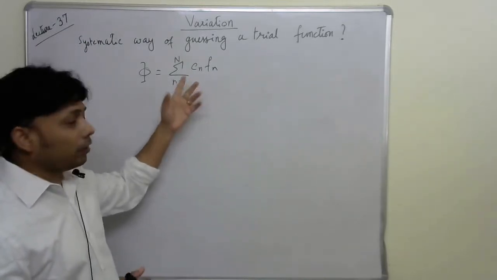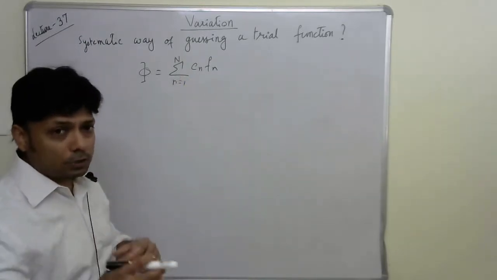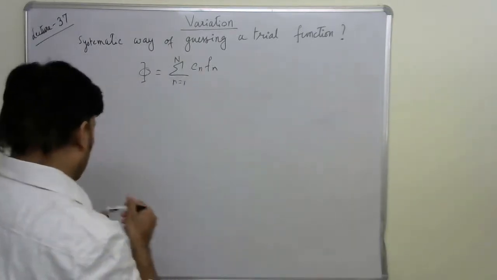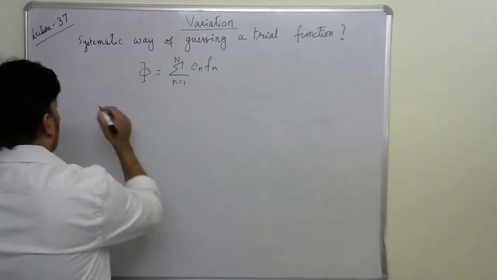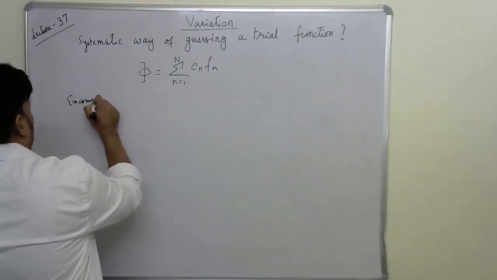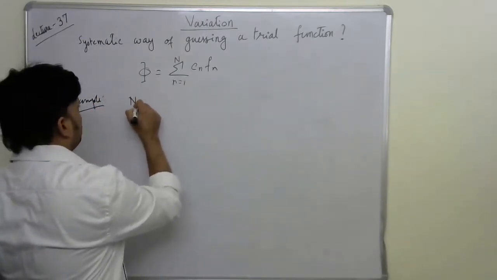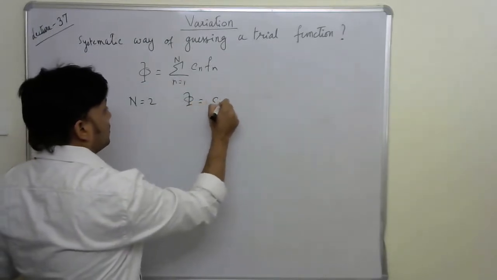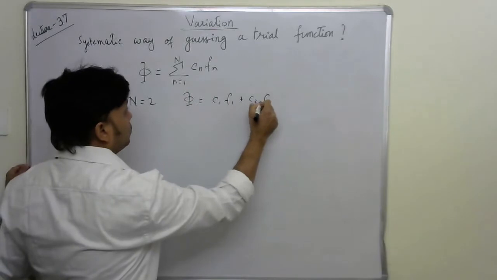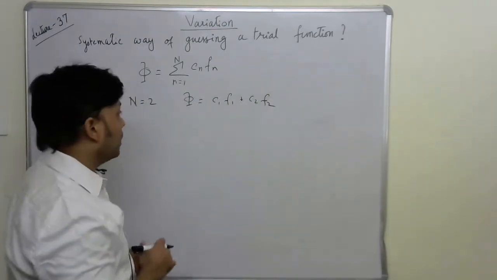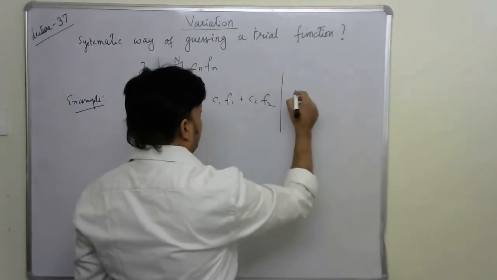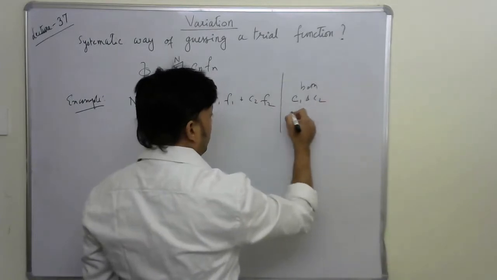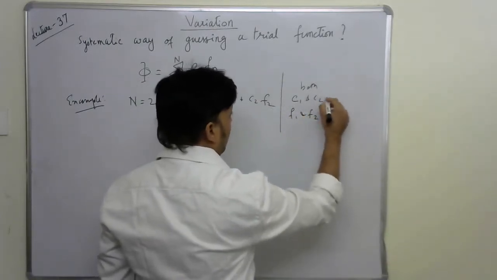Here c is the variational parameter that we are going to optimize, and we can take a number of functions like that. In this particular case today, we take an example where we take up to two functions, n is equal to 2. Therefore, our phi becomes c1 f1 plus c2 f2. Clear? And then we also assume that both c1 and c2 and also f1 and f2 are real.